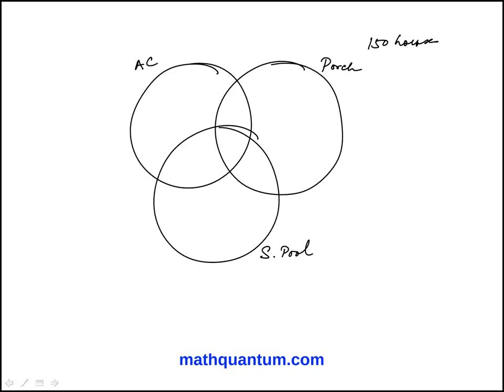And 60% would be 90, so this whole circle is 90. Then we have 50% that have a sun porch, so that's going to be 75. 30% have a swimming pool. That's 45. So I just have the circles.